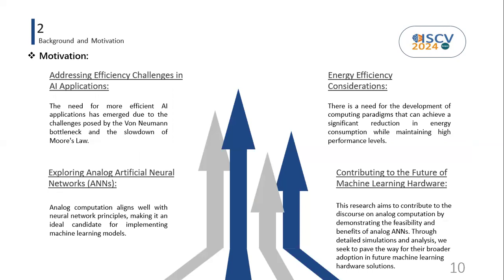As for the motivation behind this work, we can summarize it in 4 main ideas. First, addressing efficiency challenges in AI applications. The need for more efficient AI applications has emerged due to the challenges posed by the von Neumann bottleneck and the slowdown of Moore's law. Exploring analog artificial neural networks: analog computation aligns well with neural network principles, making it an ideal candidate for implementing machine learning models.